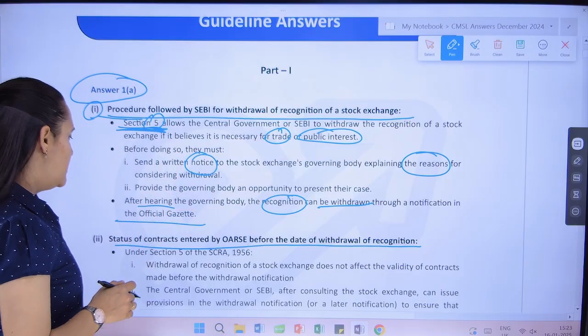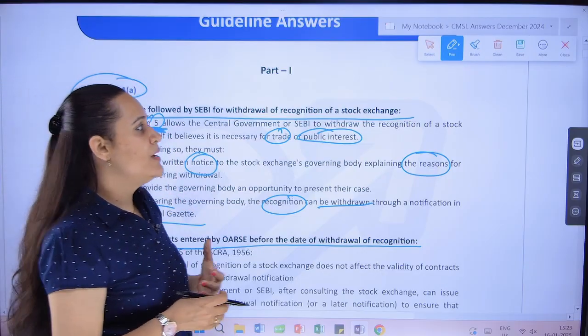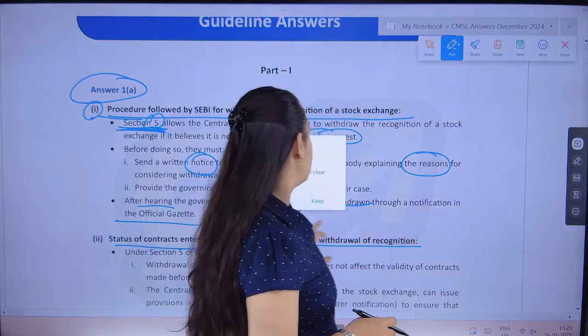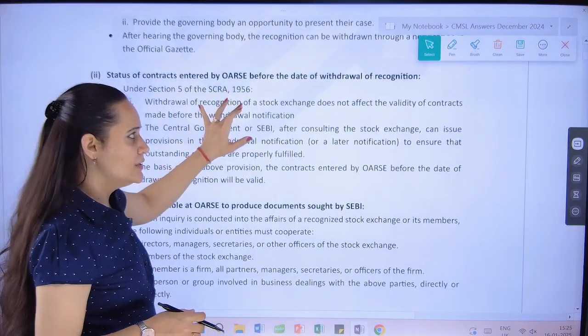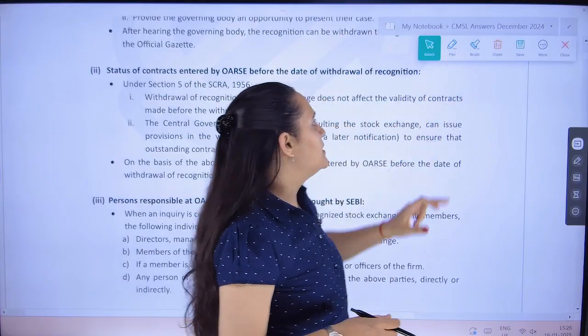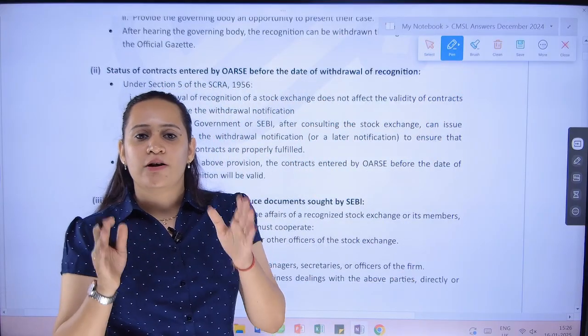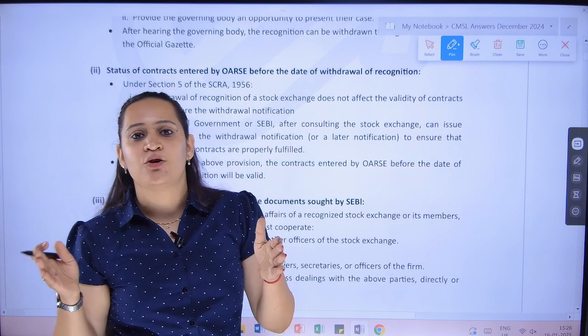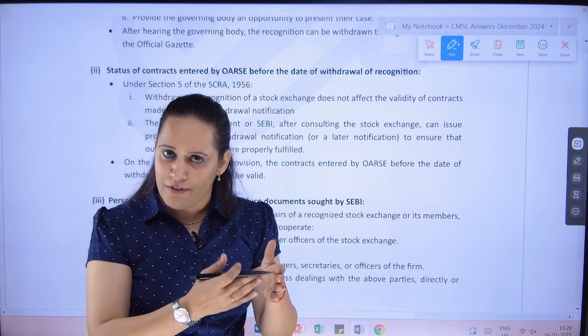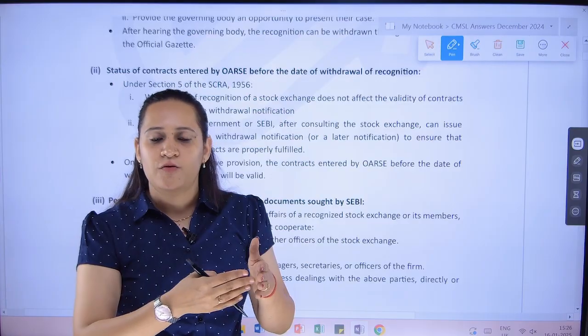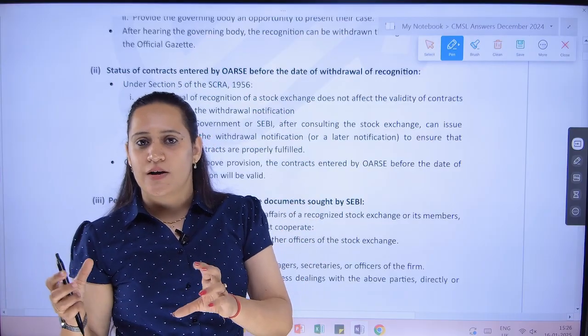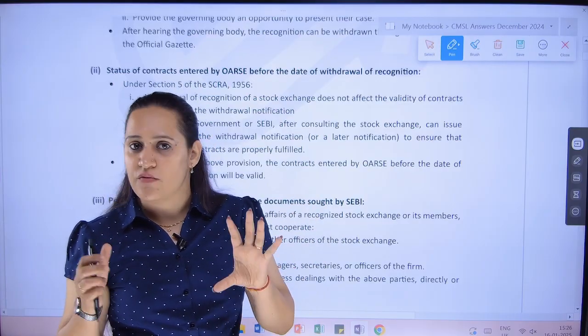The second question was, what is the status of contracts that have been entered into before the order of withdrawal has been passed? Again, it is something that has been done in the past, so I don't think it is going to impact the validity. All the contracts that are executed before the date of withdrawal are going to continue to be valid. Till those contracts are fulfilled, we are going to give the timeline for the stock exchange to fulfill or execute whatever is pending.